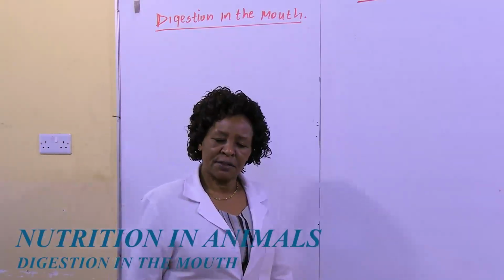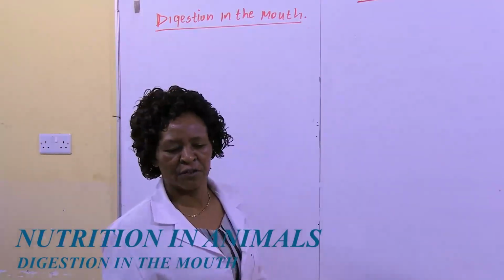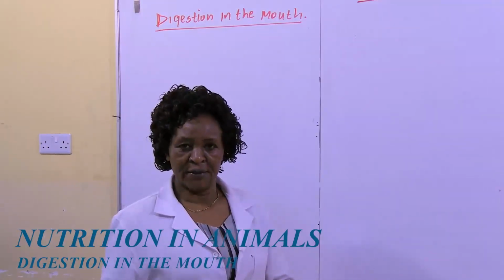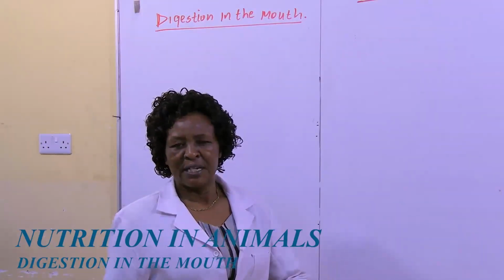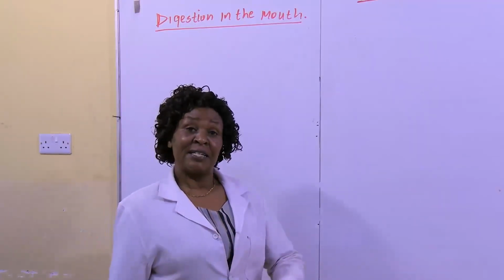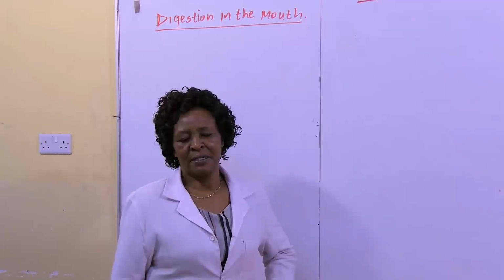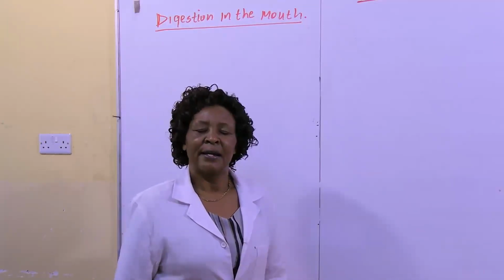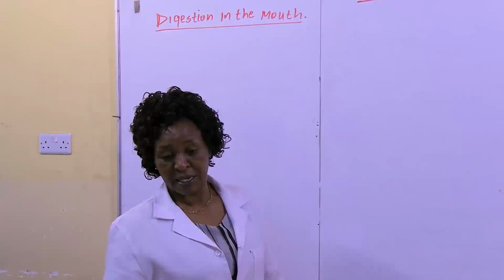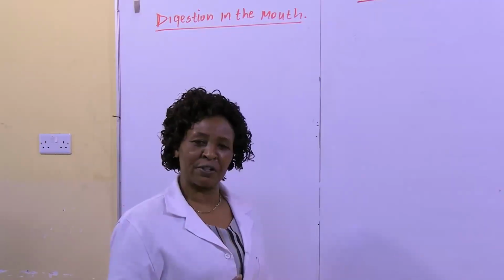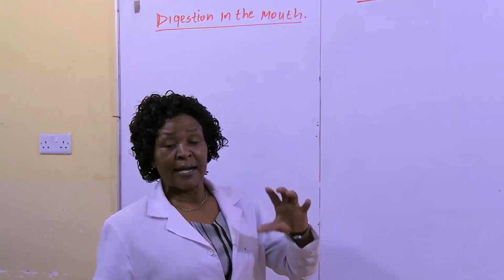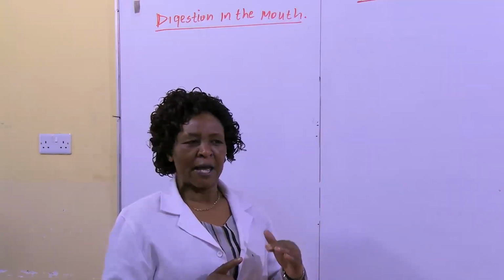In our last session, we had the introduction of digestion. We did look at the alimentary canal and the associated organs. We also did define some terms that are used in digestion. Now, in our session today, let's begin looking at the actual process of digestion, and we shall look at each part at a time.